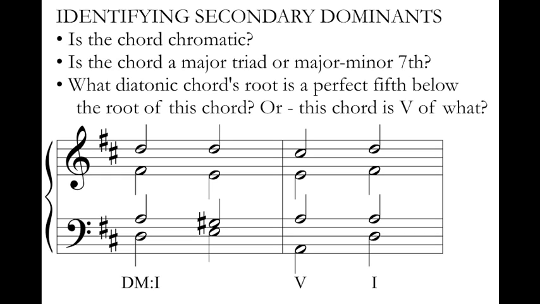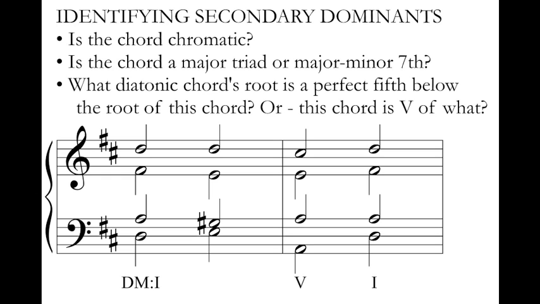And finally, we want to ask ourselves what diatonic chord's root is a perfect fifth below the root of this chord? Or, this chord is 5 of what? This is commonly how I abbreviate the question. So this chord is an E major minor seventh chord. Well, E is 5 notes above what? E is 5 of what? We need to know this to label our secondary dominant chord. E is the dominant in the key of A. And so E7 is V7 of A.